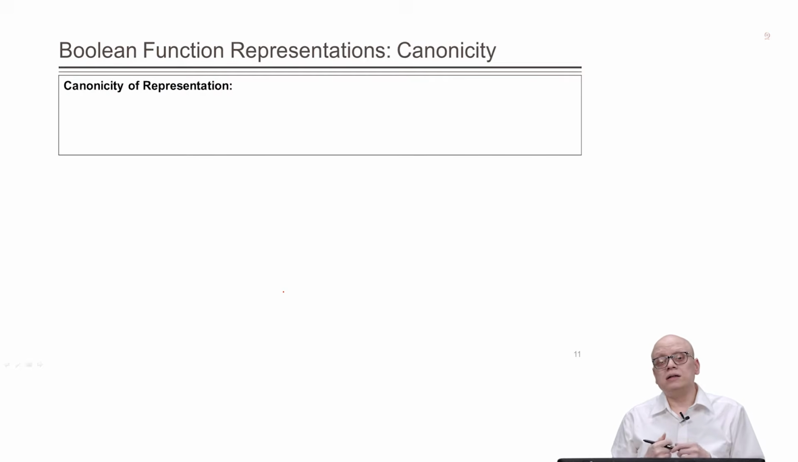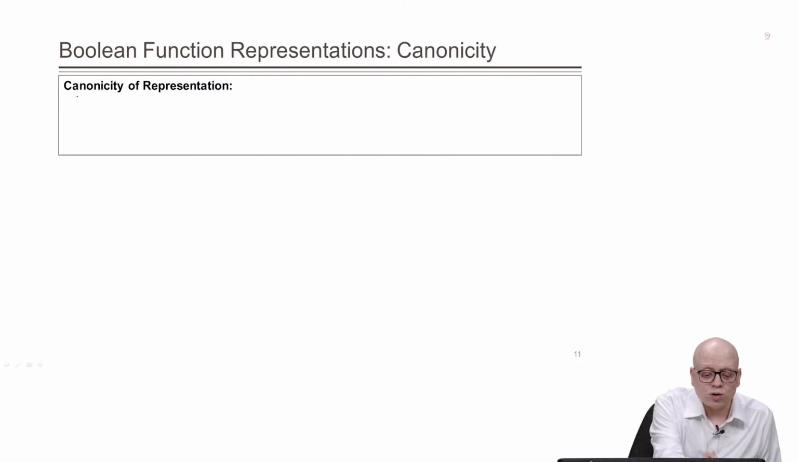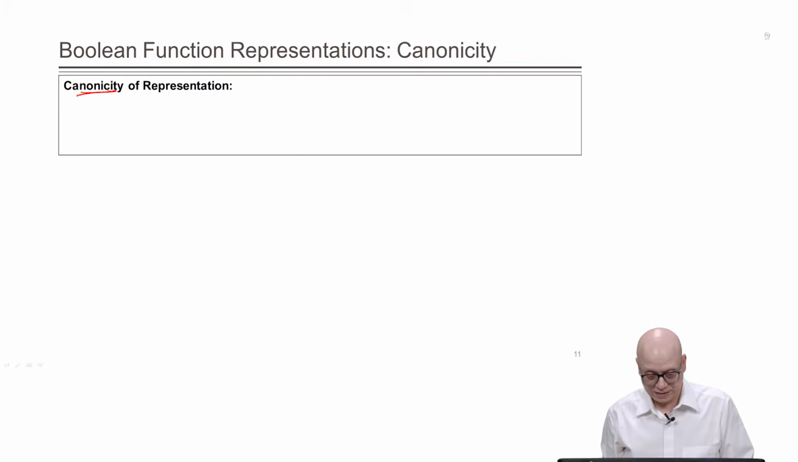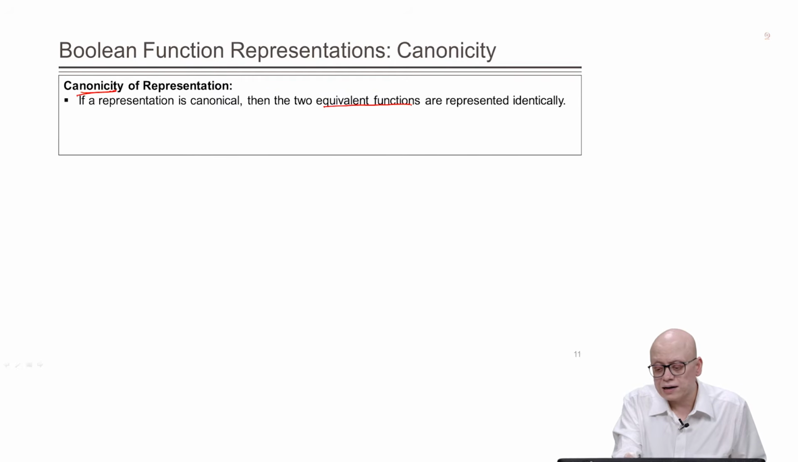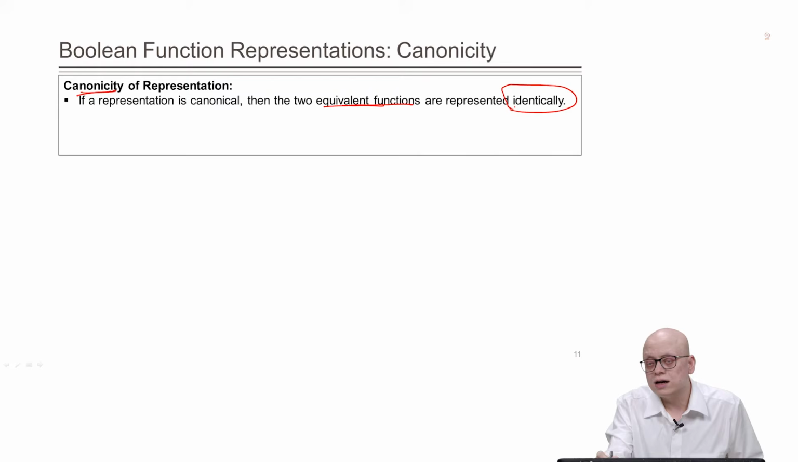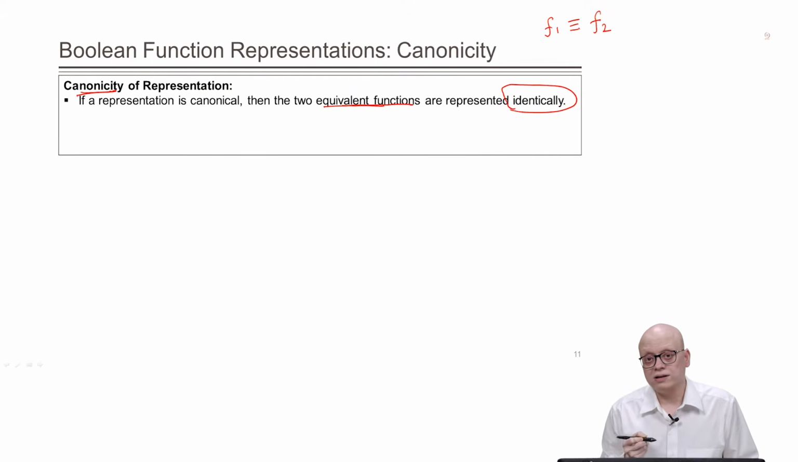Now, there is another attribute of a representation of a Boolean function, and that is known as canonicity. What is meant by canonicity? If the representation of a Boolean function is canonical, then two equivalent functions are represented identically. So, suppose there is a function f1 and an f2, and we say that these two functions are equivalent, then the representations of these two functions will be identical. That is what we mean by canonicity.